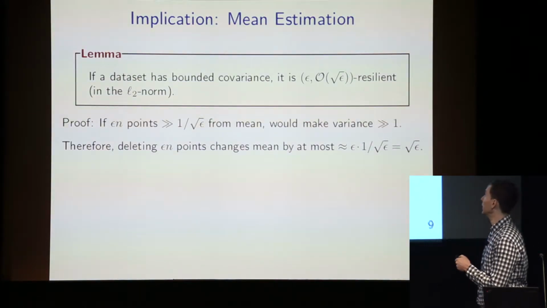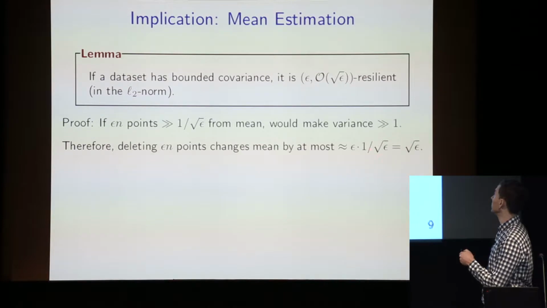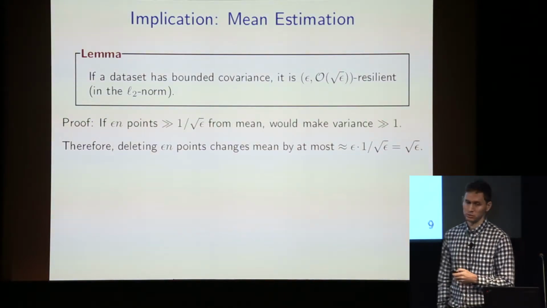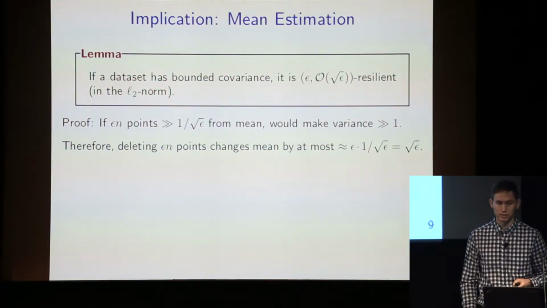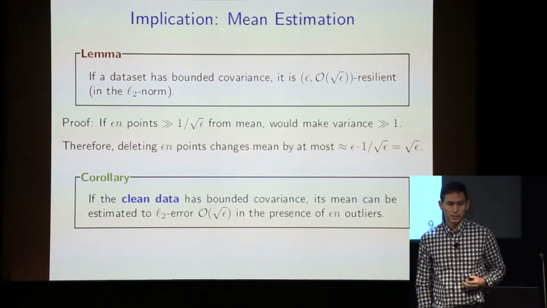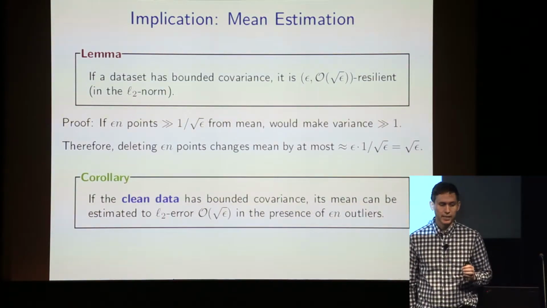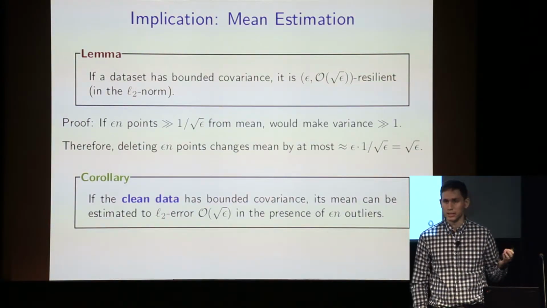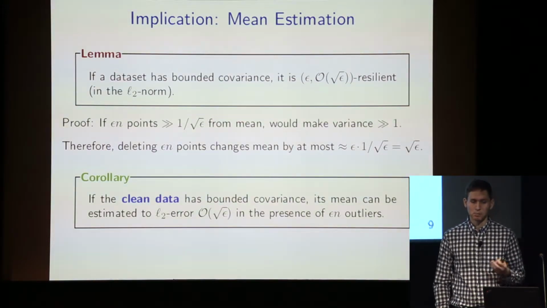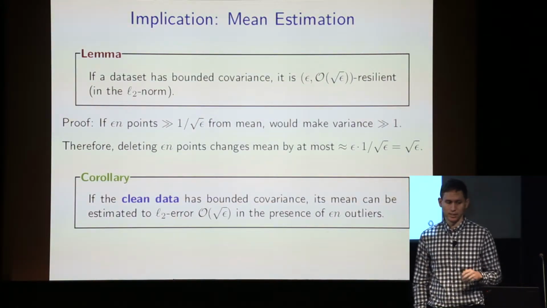It can only shift it by epsilon times 1 over root epsilon, which gives us this square root of epsilon. So this is why you're resilient. And so this implies in particular that if the clean data has bounded covariance, its mean can be estimated to error root epsilon, even in the presence of epsilon outliers.